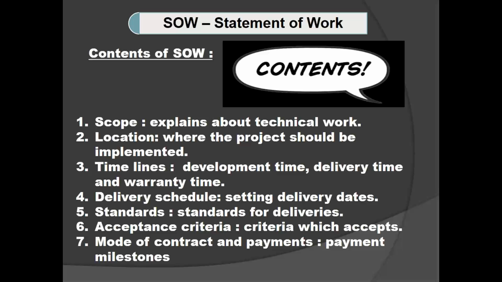Okay. Then the next one is delivery schedule. So under this section, we are going to specify the deliverables. That means if the client asks to deliver the project module wise, then we will specify module 1 when we are going to deliver on which date, module 2 when we are going to deliver, module 3 when we are going to deliver, in that way. Okay. Then standards. So under this section, we are going to specify the standards. Whatever deliverables we are going to produce, they have to meet the standards we specify.